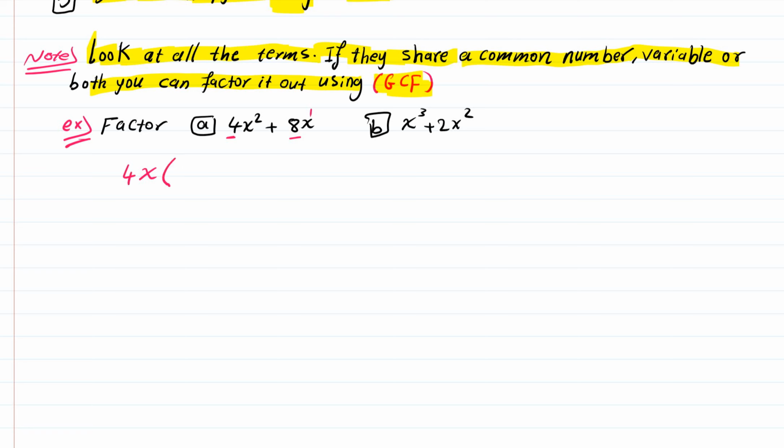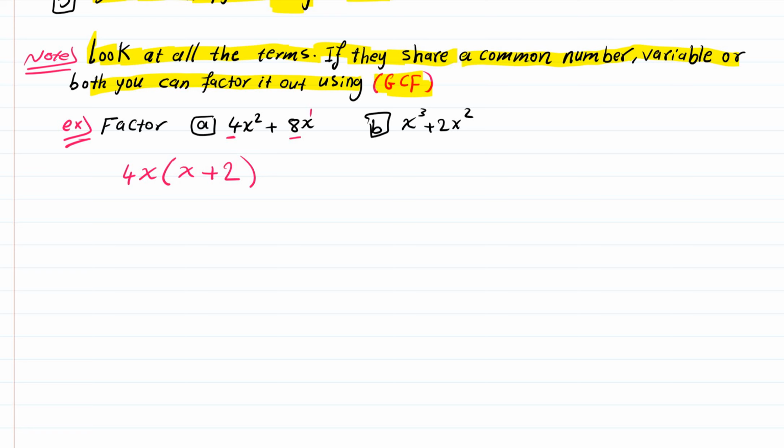Okay, then you will open a bracket. 4 divided by 4 equals 1, so we don't write 1. x squared divided by x is only x. If you multiply 4x back by x, you get 4x squared, so our factorization is correct. Then you write plus. 8 divided by 4 equals only 2, and x divided by x is only 1, so we don't write 1. So this is going to be the answer.